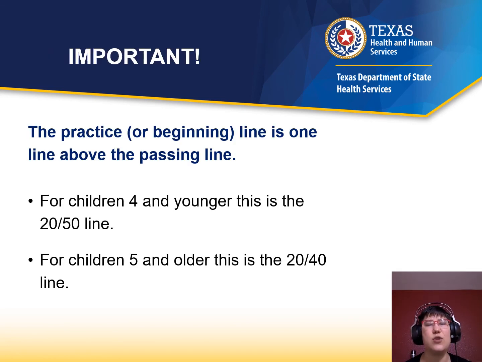The practice or starting line is 1 line above the passing line. So for children 4 and younger, they need to start at the 20/50 line, and for 5 and older, they need to start at the 20/40 line. It can be tempting to stop at their passing line, but you do not stop at the passing line. You go down as far as you can because there are rules about what's a pass or fail depending on the age of the child.